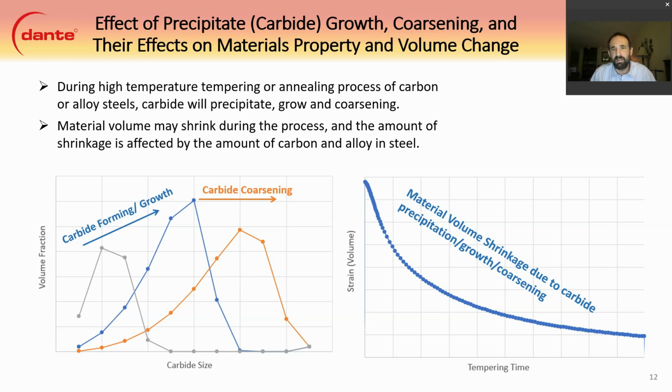The figure on the bottom right is actual test data of material volume shrinkage due to carbide precipitation, growth and coarsening. And you can see there's a significant amount of shrinkage that occurs here from the carbides growing and coarsening. So this is an effect that should be considered if any high temperature hold processes are used, and there is significant carbide possibility.